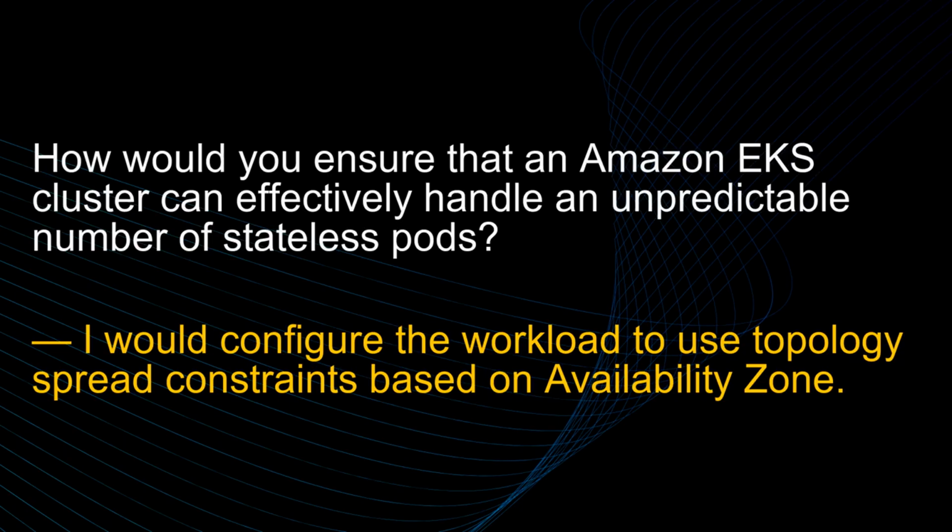How would you ensure that an Amazon EKS cluster can effectively handle an unpredictable number of stateless pods? I would configure the workload to use topology spread constraints based on availability zone.